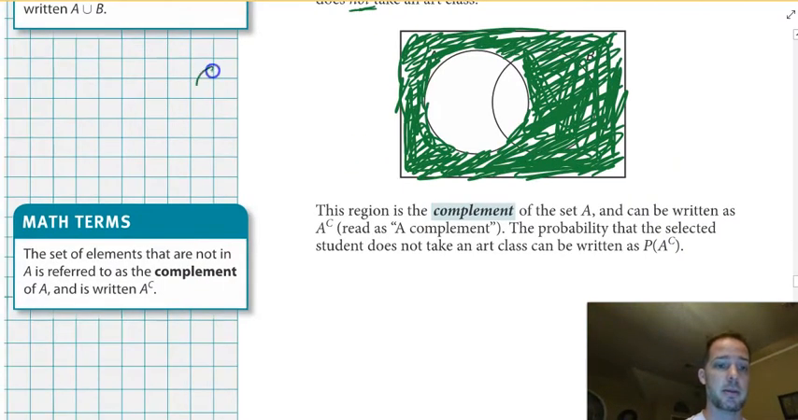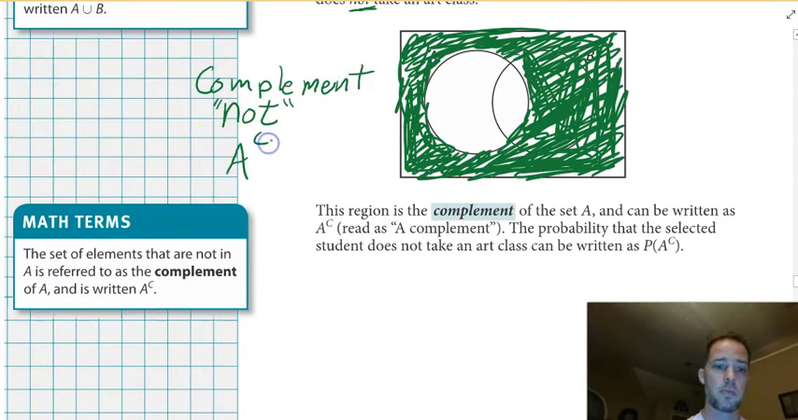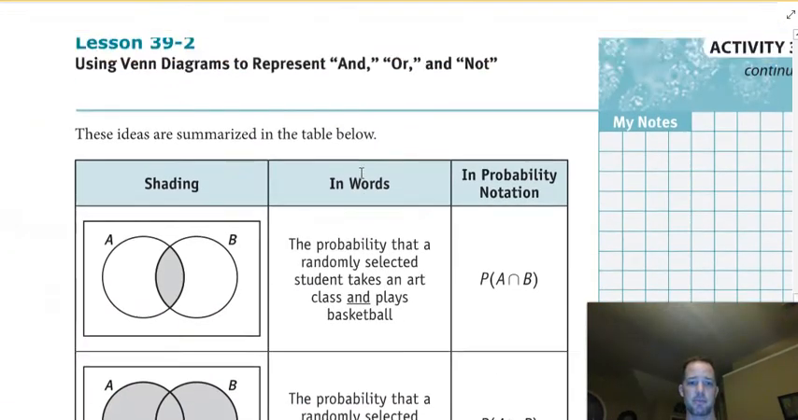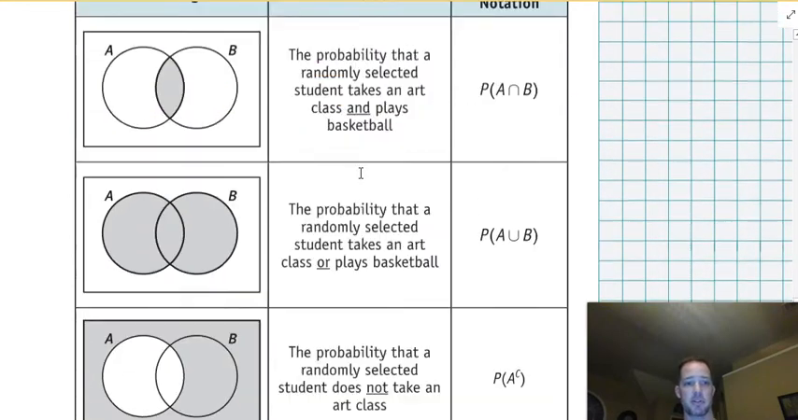So complement, and we use a superscript C to represent the complement. So like this one right here, we put it above, like where exponents would go. That's how we identify a complement of something. Notation should make this a little bit easier. They basically summarize what we just talked about.